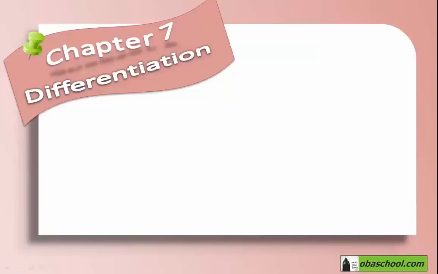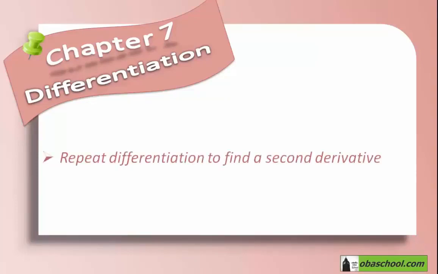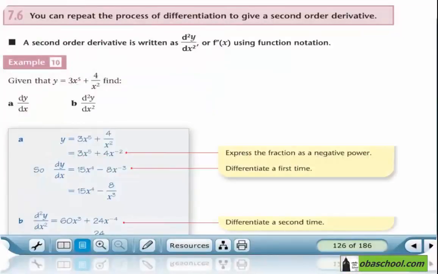In section 7.6, we will learn that we can differentiate, or repeat the differentiation, to find a second derivative. On page 126, we can read: you can repeat the process of differentiation to give a second order derivative. A second order derivative is written as d squared y by dx squared, or f double prime of x using the function notation. Then the second derivative is the derivative of the first derivative.